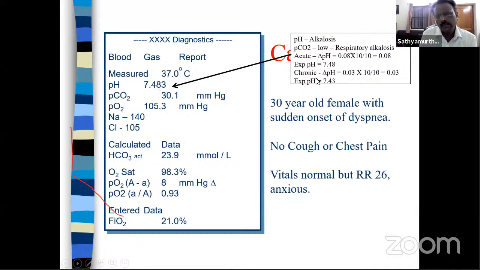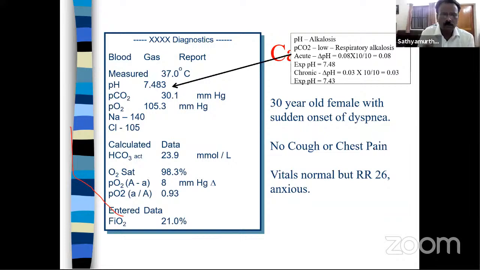Now let me put the other formula also. So that is how we do. Suppose this doesn't fit in, you put the other formula. The chronic delta pH is 0.03 into 10 by 10. That is 0.03. So expected pH is 7.43. Patient's pH is 7.48 now. So it is acute respiratory alkalosis. So once it is a respiratory problem, I should go to the next step.